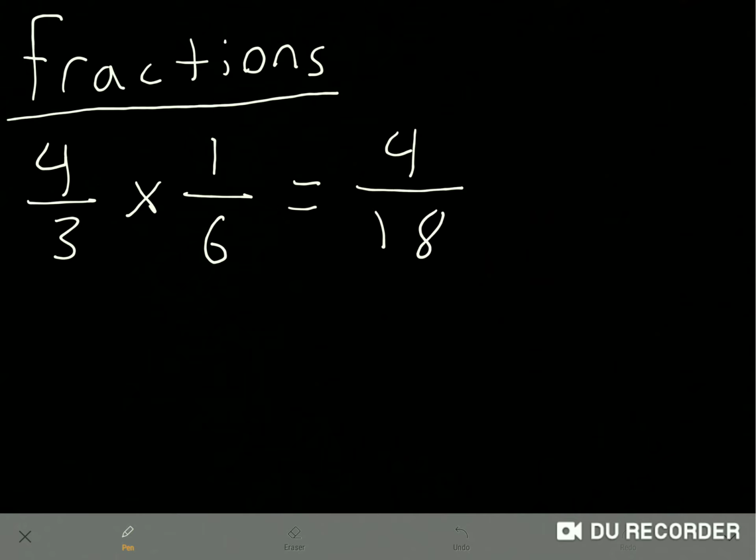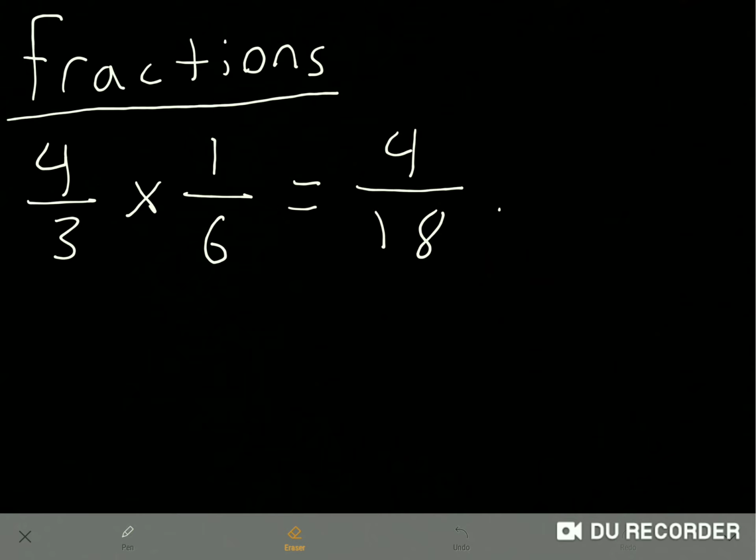Now 4/18 can be simplified because 4 and 18 share the common multiple 2. So if we divide them by 2/2, let's see what we get. Two ninths. That's going to be the simplified version of our answer. Because when we divide by that 2/2, we know it's the same thing as dividing by 1. We're just making the 4/18 look different, but the value still remains the same.